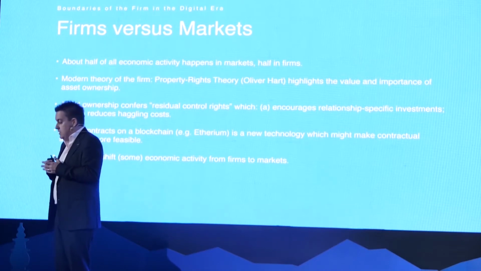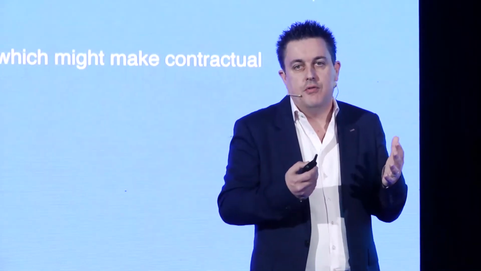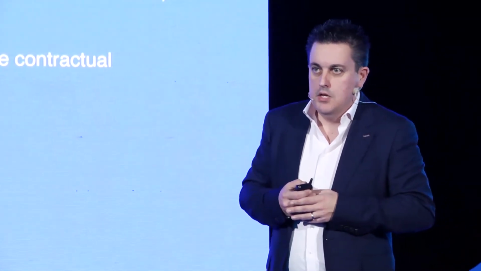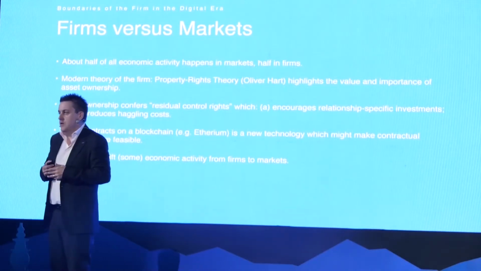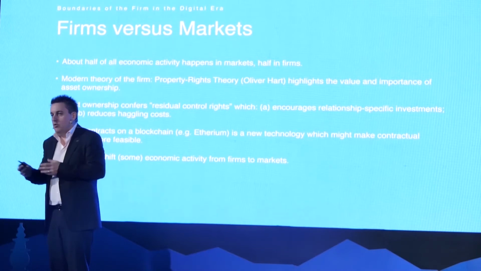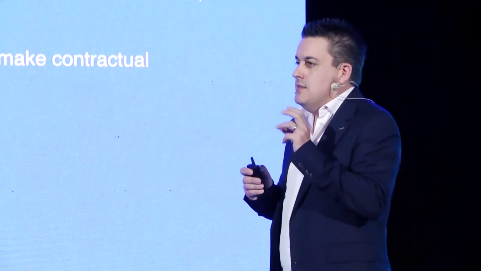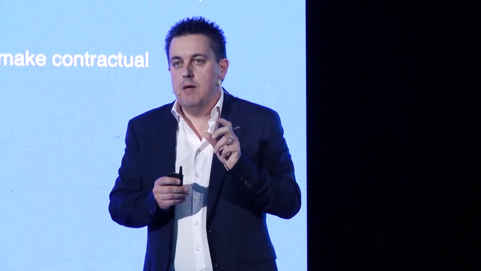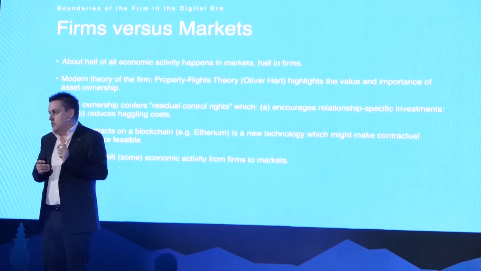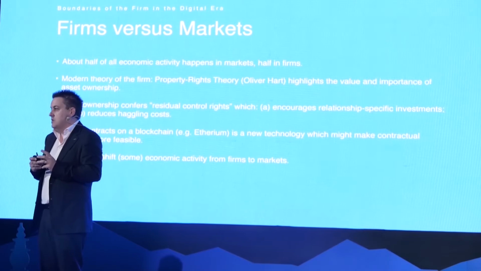So in thinking about firms versus markets, to a first approximation, half of all economic activity takes place in markets and is mediated by contract or trust, and half of all economic activity takes place in firms. And the modern economic theory of the firm is really due to Oliver Hart and co-authors of his, and Oliver shared the Nobel Prize with Bengt Holmström in 2016 for his contribution on the modern theory of the firm. And property rights theory, as it's known, really posits the idea that asset ownership is a very important and powerful economic thing, and that if I own assets, then I don't need to bargain with anybody else about how to use them if we disagree about how to use those things.